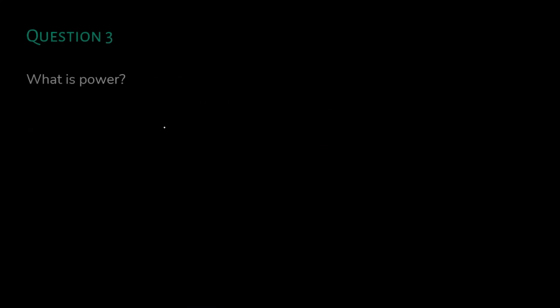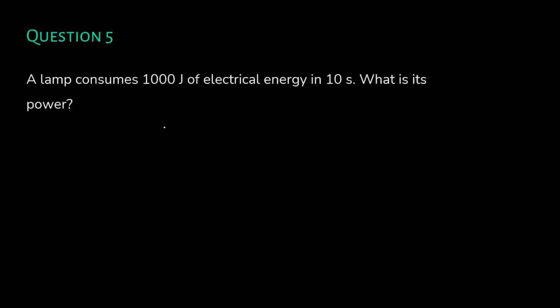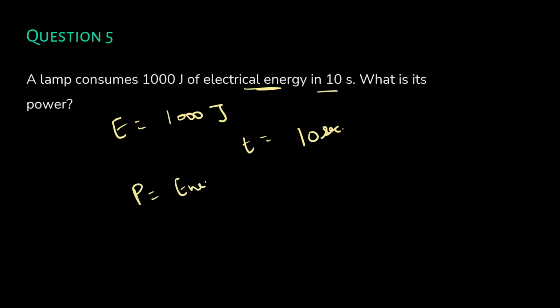Okay. What is power? We have already defined this. Define 1 watt of power. You all can do this, right? A lamp consumes 1000 joules of electrical energy in 10 seconds. So your energy is 1000 joules, in 10 seconds. What is its power? We know power is equal to energy consumed upon time taken, right?